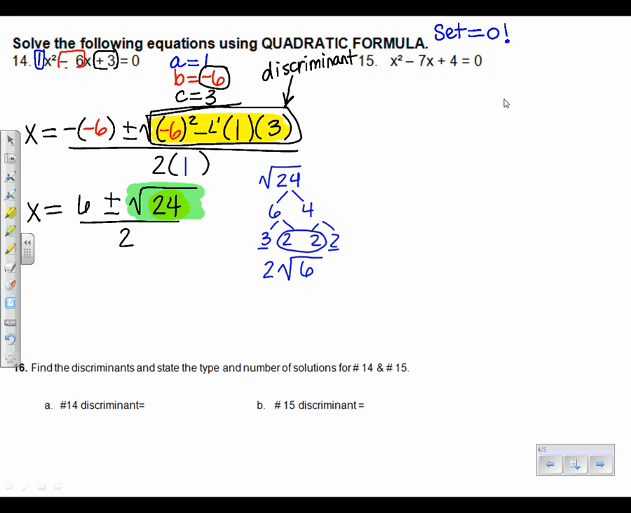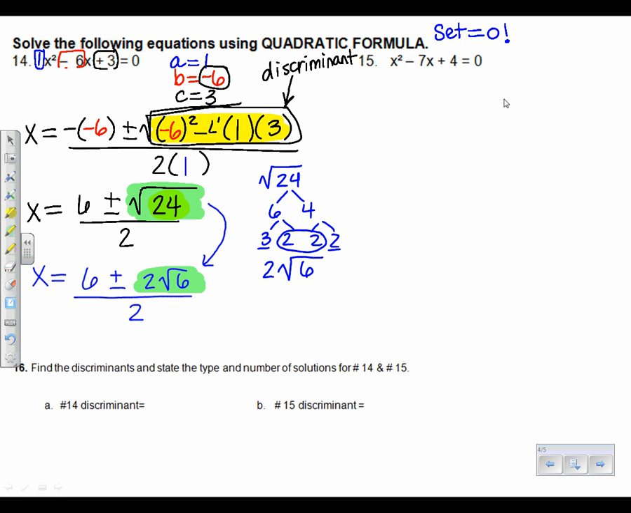So that whole green part there simplifies to 2 square roots of 6, but I still have all this other junk, 6 plus or minus 2 square roots of 6 over 2. So all I did from this step to this step was off to the side, I simplified the square root of 24 and got 2 square roots of 6 instead.